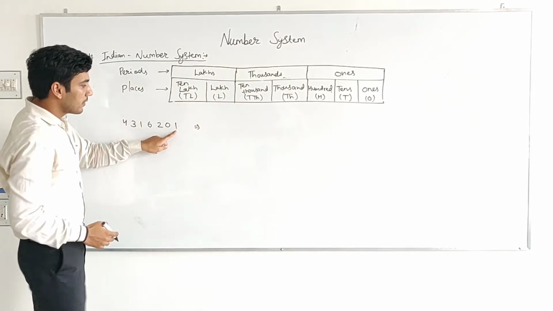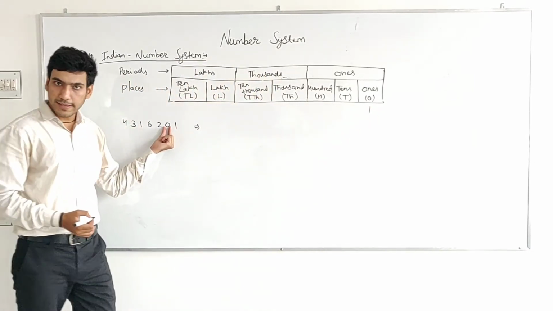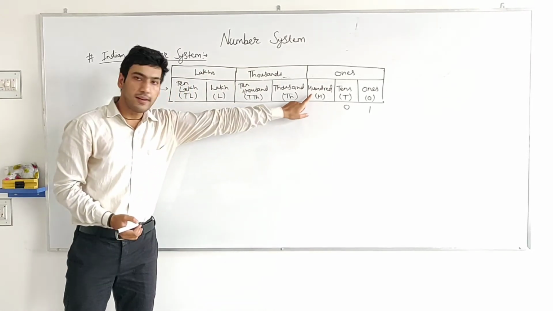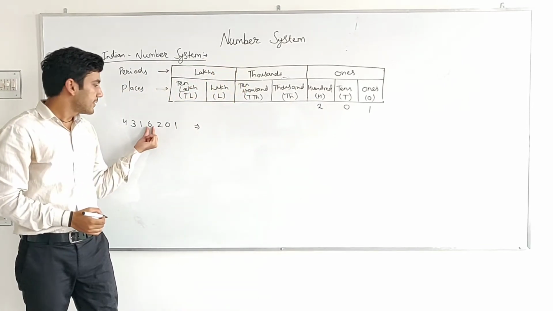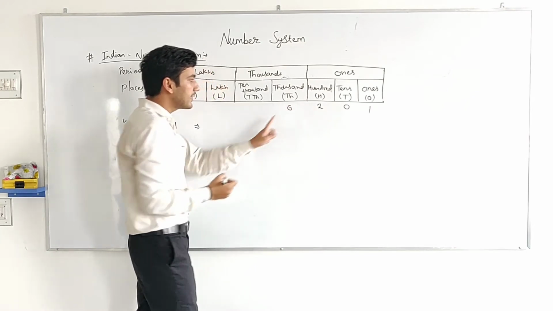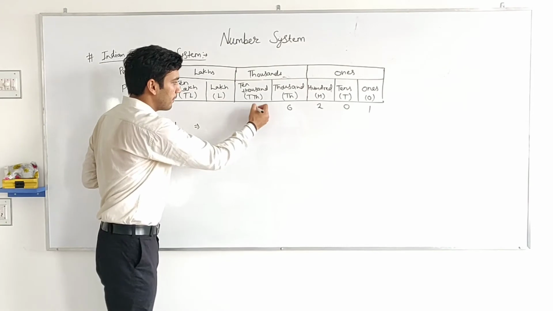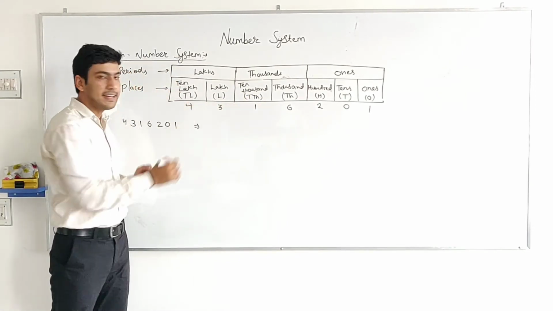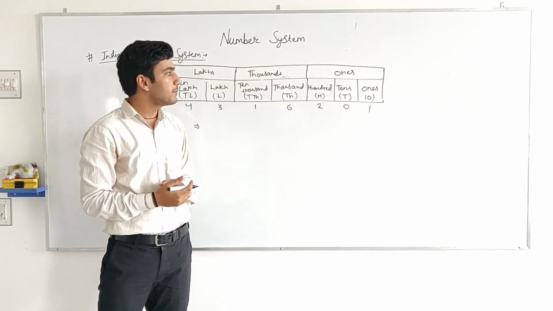So listen, 1 is on my ones place, so I write here 1. 0 is on my tens place, so 0. 2 is on my hundreds place, 2. 6 is on my thousands place, so 6 I write here. 1 is on my 10,000 place, 1. And 3 and 4 are on my lakh and 10 lakh place. So I write this number like this in this place value chart.